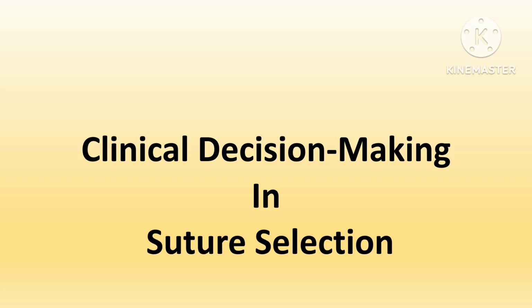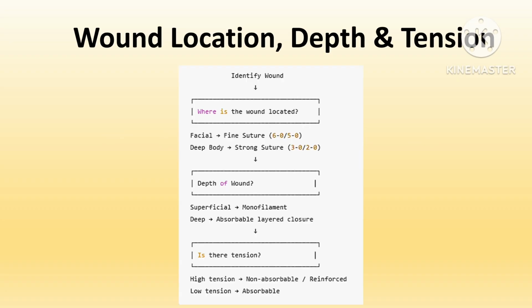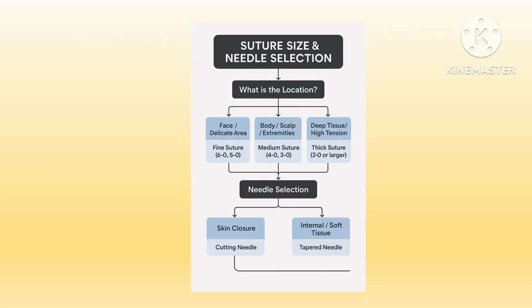But how do we decide which suture to use? Let's break it down step by step. The first step is to look at the wound characteristics. Where is the wound? If it is on the face, we go for finer sutures to ensure better cosmetic healing. If it is a deeper wound, we will need stronger sutures for better support. Superficial wounds can be closed with simple monofilament sutures, and deeper wounds need a layered closure using absorbable sutures from the inside.